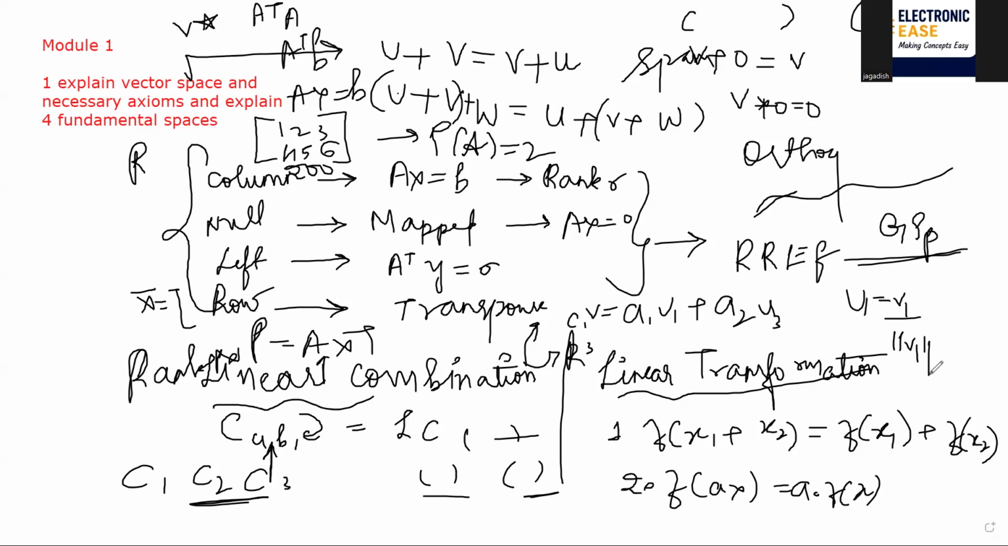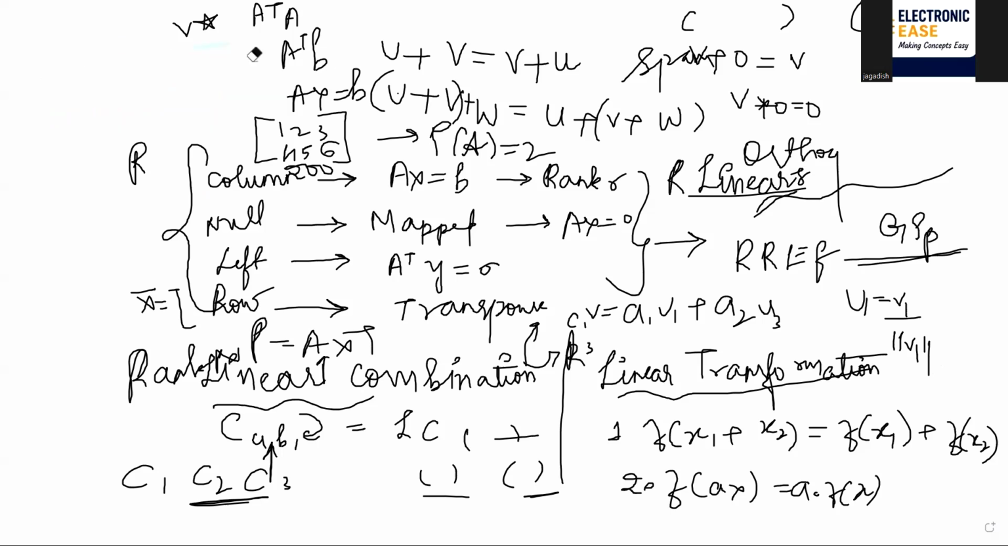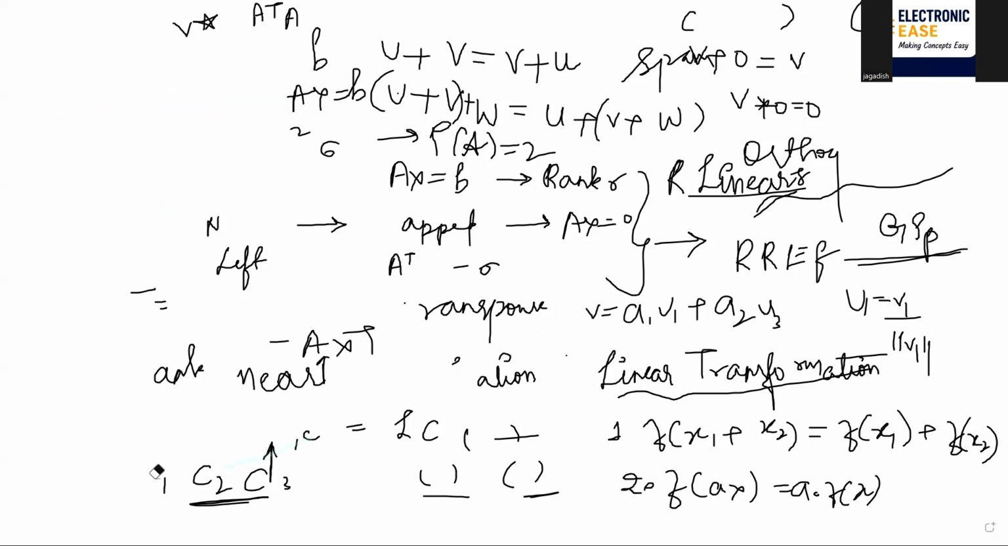Along with that, the two programs I told you, that is the linear system of equations program and the Gram-Schmidt program. So learn the system of equations and Gram-Schmidt process programs. This is enough for module 1. So coming to module 2, students.